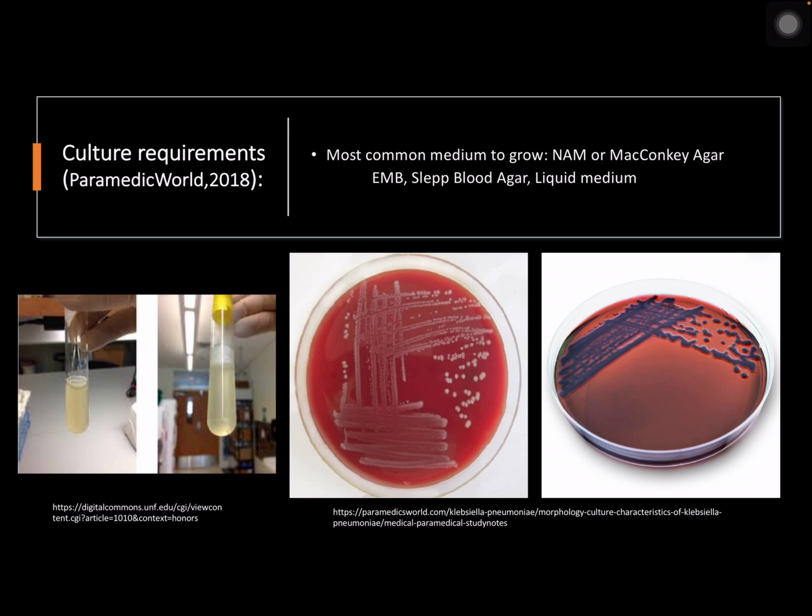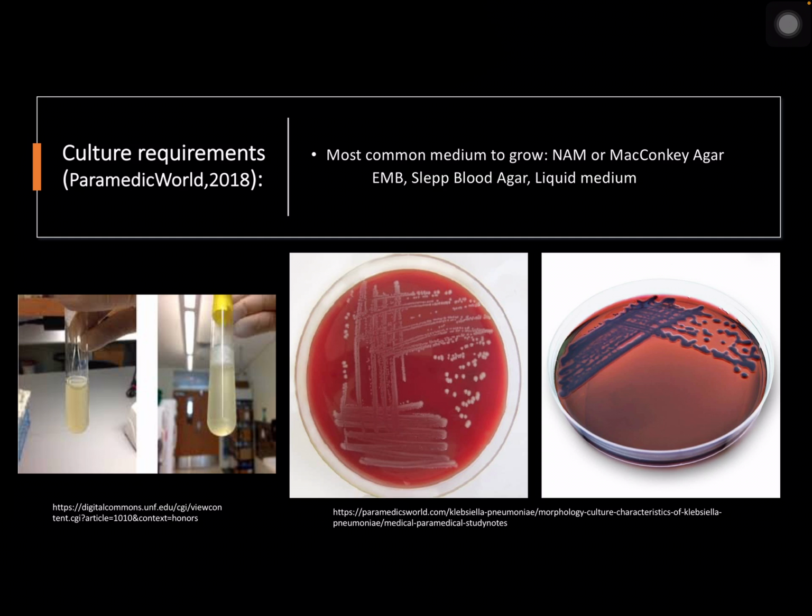Klebsiella pneumoniae can be grown on nutrient agar medium, which is NAM, or MacConkey agar medium, because it doesn't require any complicated nutritional requirement. And it can also be grown on sheep blood agar. You can see that it has circular-shaped colonies with dome-shaped elevation and grayish white pigmentation. It is a non-hemolytic or gamma hemolysis bacteria.